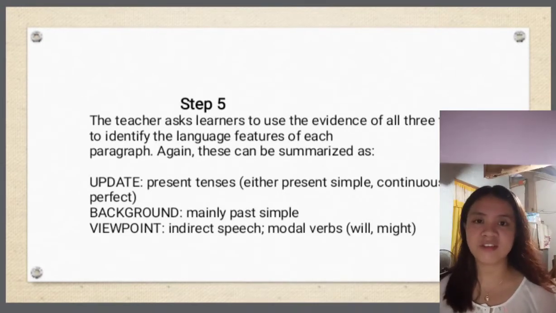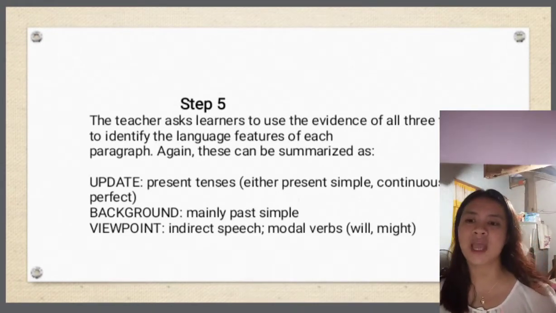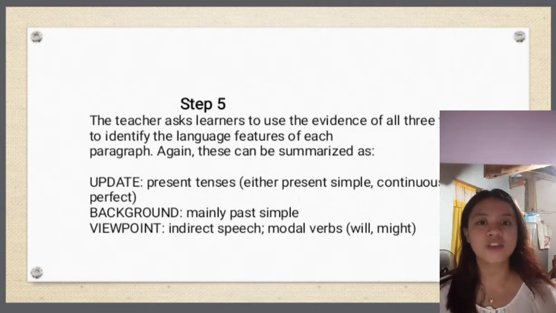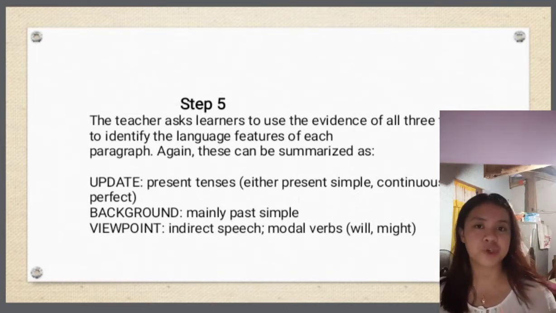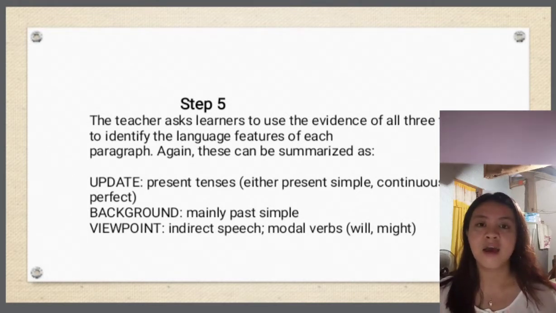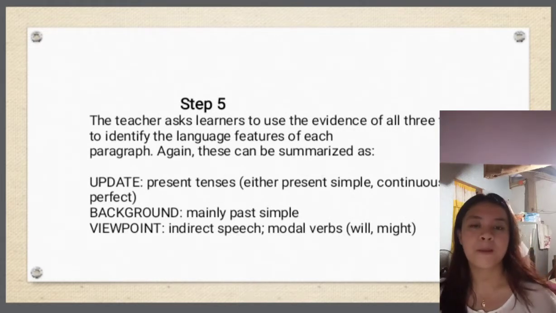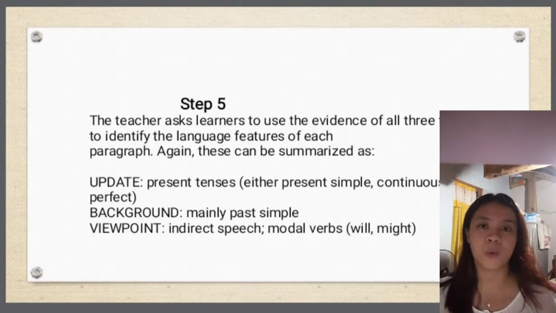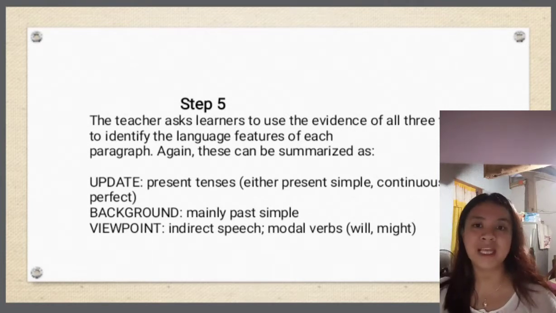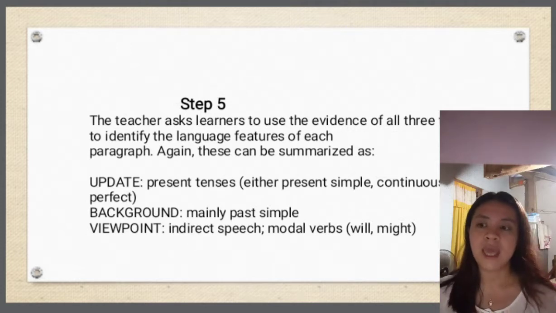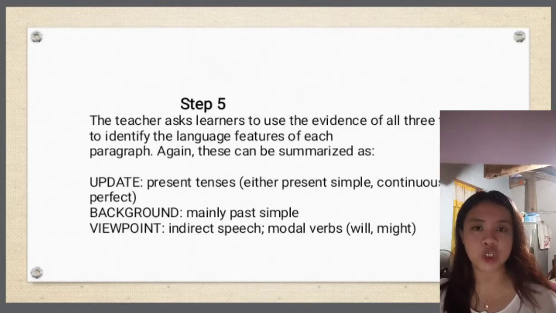So, let's proceed to step 5. The teacher asks the learners to use the evidence of all three texts to identify the language features of each paragraph. Again, these can be summarized as follows. In the update, we will identify the present tenses, either the present simple, continuous, or perfect. In the background, we will identify mainly the past simple. And in the viewpoint, we will identify indirect speech or modal verbs, which are will or might.